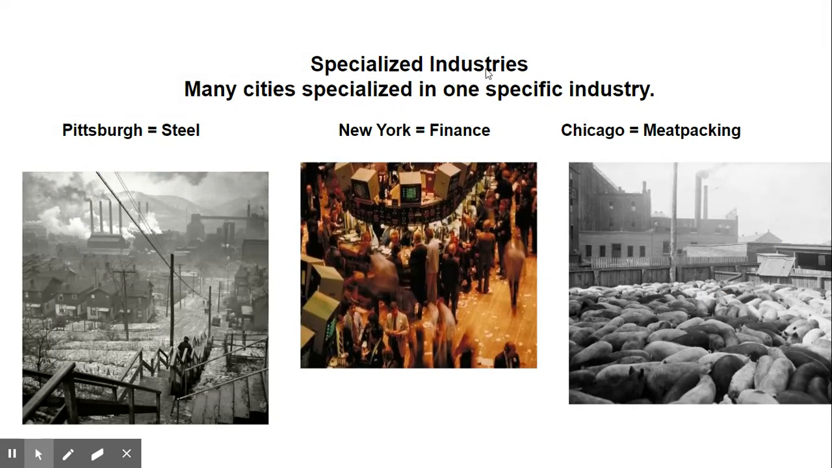Cities grew a lot because of specialized industries. Again, I'll mention Pittsburgh. It's known as the Steel City. They still make a lot of steel in Pittsburgh today. New York with the finance industry. Chicago is known for the meat packing industry.